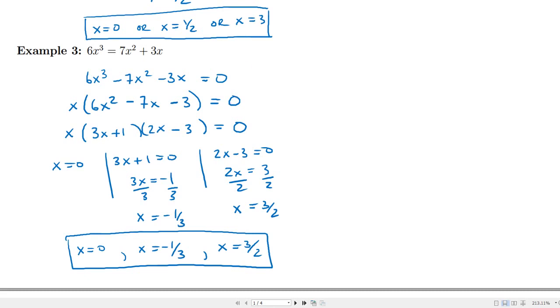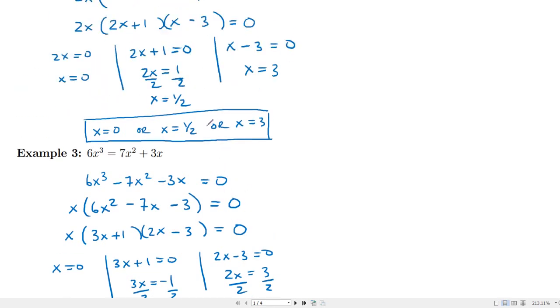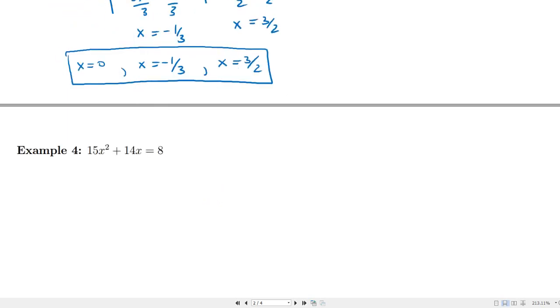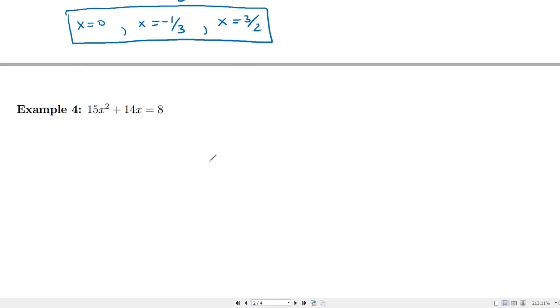You know what, I just noticed a small little error up here. This should have been minus 1, minus a half, minus a half. So continuing on. Okay, what can we factor out of here? Well, first let's isolate. So 15x squared plus 14x and then minus 8 equals 0.